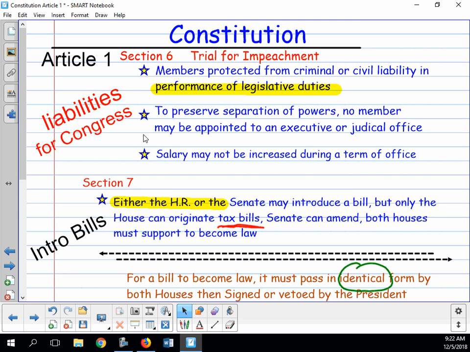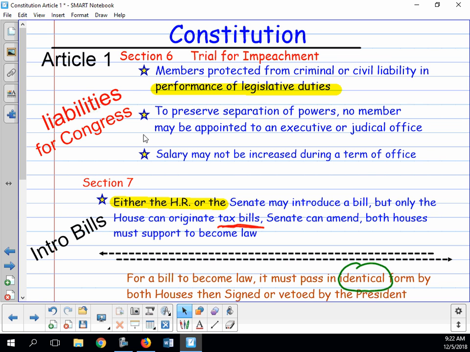You can only be a part of one branch at a time. So if by chance the president, executive branch, says to somebody in the legislature, I would like you to serve in my cabinet, they can say yes, but they have to resign from the legislative branch. If someone is elected to or appointed to the judicial branch of government, if they are a member of any other branch, they have to resign. You can only be a member of one branch of government at a time.